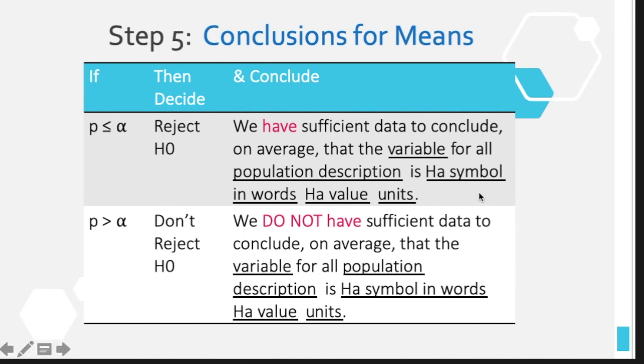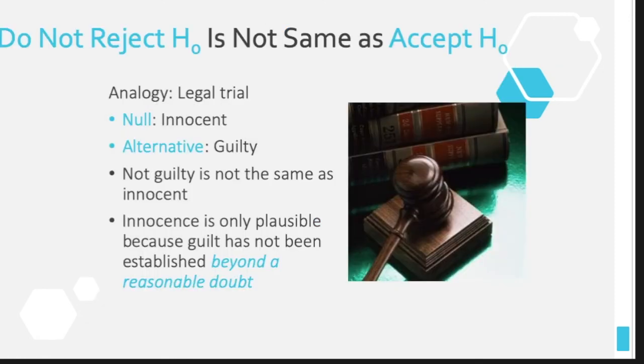Oh, we can't conclude. Now, that doesn't mean that it's true. It doesn't mean that it's not true, which means we don't know. So we do not have enough data to conclude on average that. And if this had happened for our scenario, it didn't. We definitely proved it was true. But if this had happened for our basketball scenario, we would say we do not have sufficient data to conclude on average that the mean height of basketball players for the entire school is less than 73 inches.